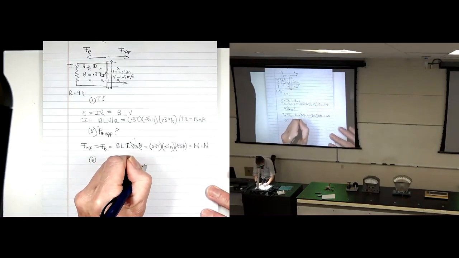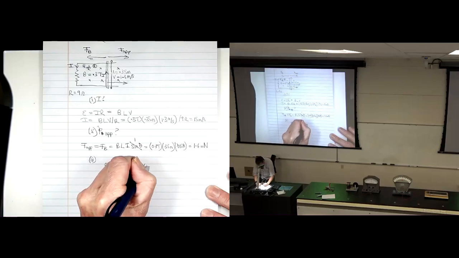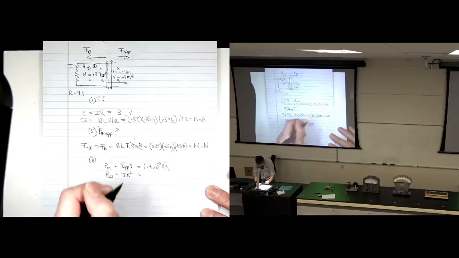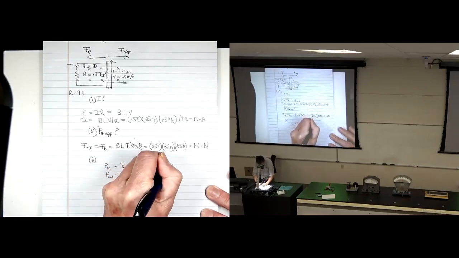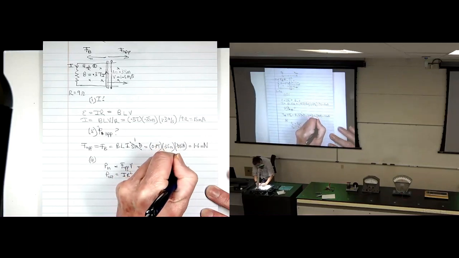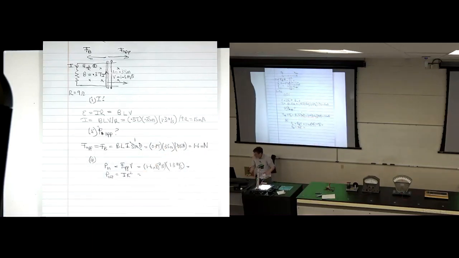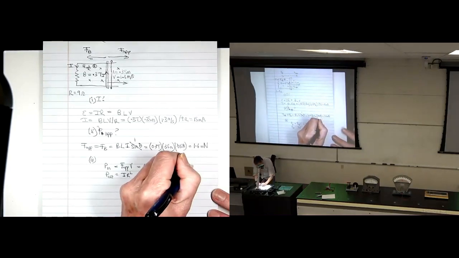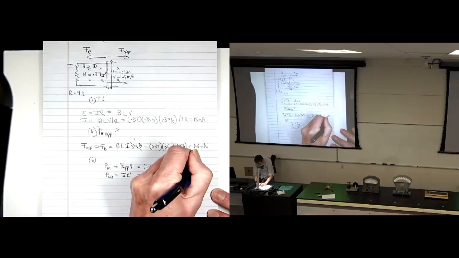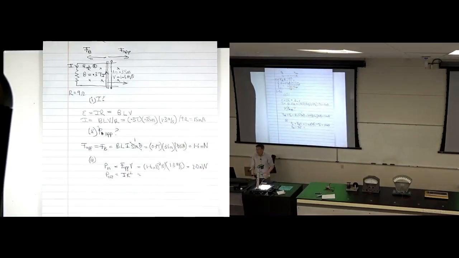I know the force is 1.6 times 10 to the minus 3 newtons. I know the velocity was 1.3 meters per second. If I multiply those two things together, I hope I wrote this down too, 2.0 milliwatts, 2.0 times 10 to the minus 3 watts. So that's the power in, just based on the force and the motion.